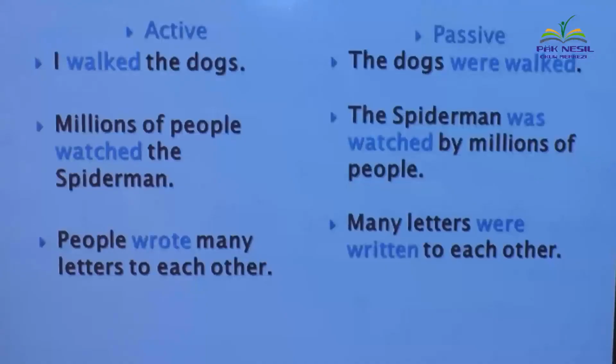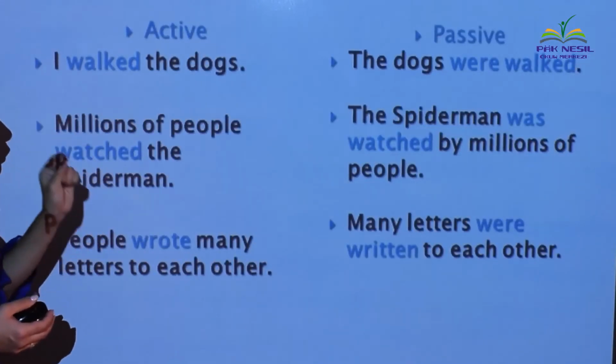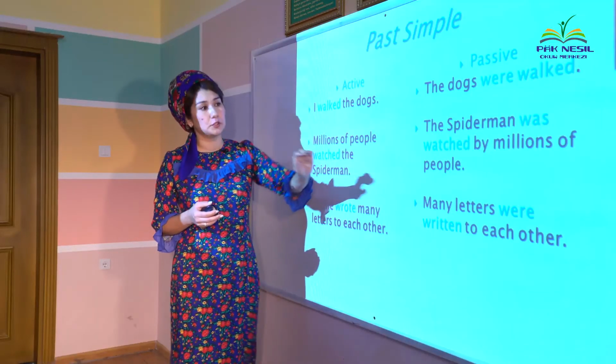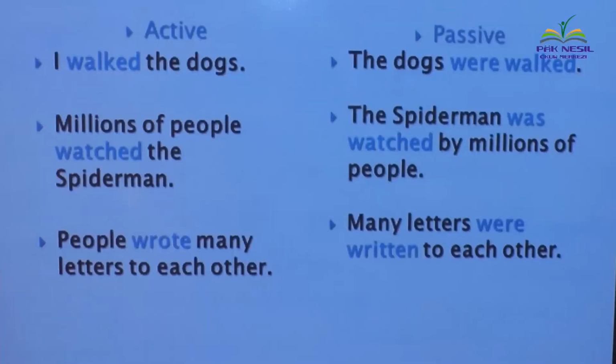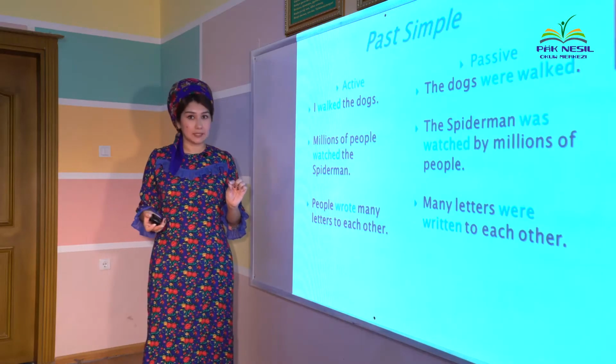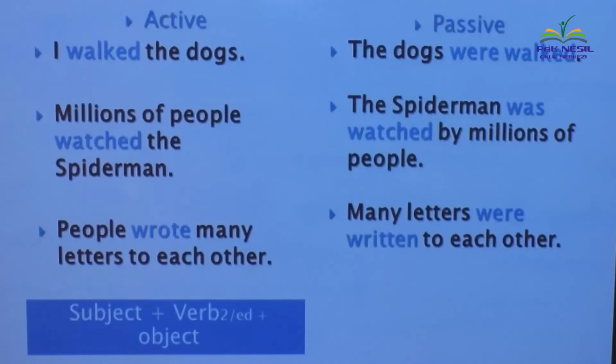So one more note, if you want to indicate who did the action, try to use by, and then you should use the subject, yes? So who performs that action. And the third one, people wrote many letters to each other. So many letters were written to each other. We also can say by the people, yes, if we want to indicate who did that action. Is that clear? So now look here, please.